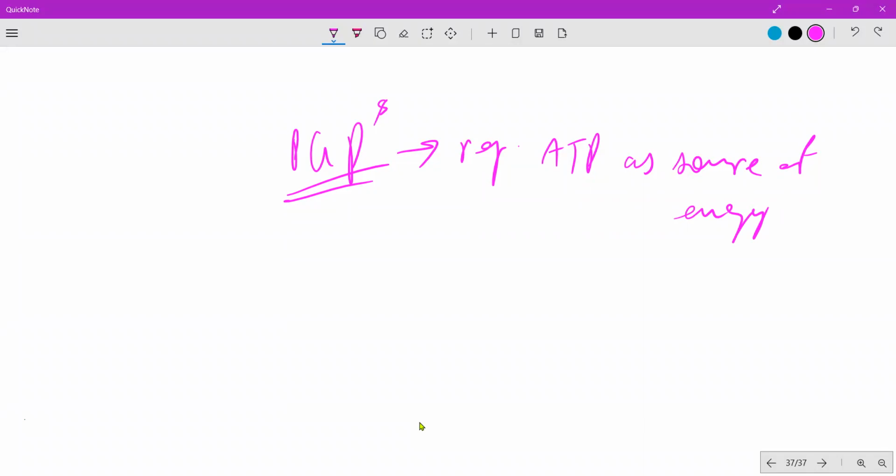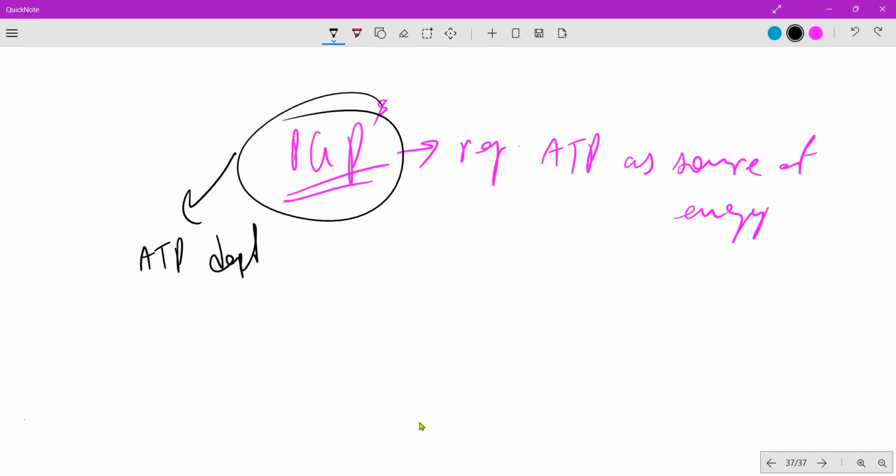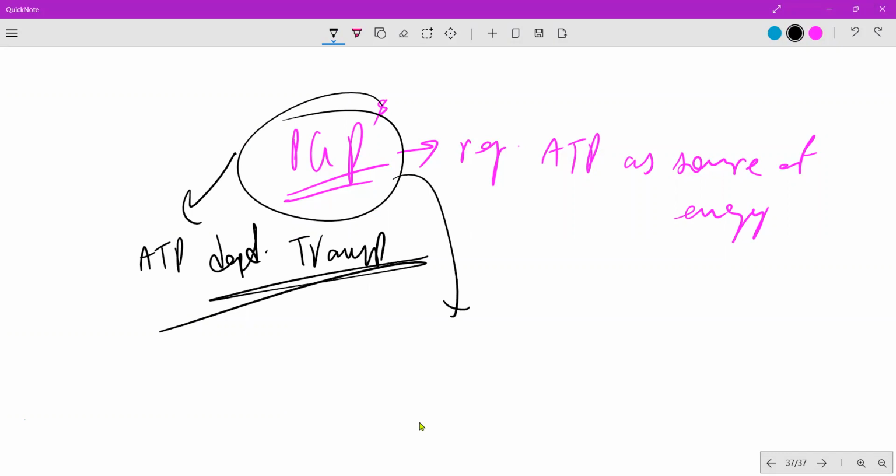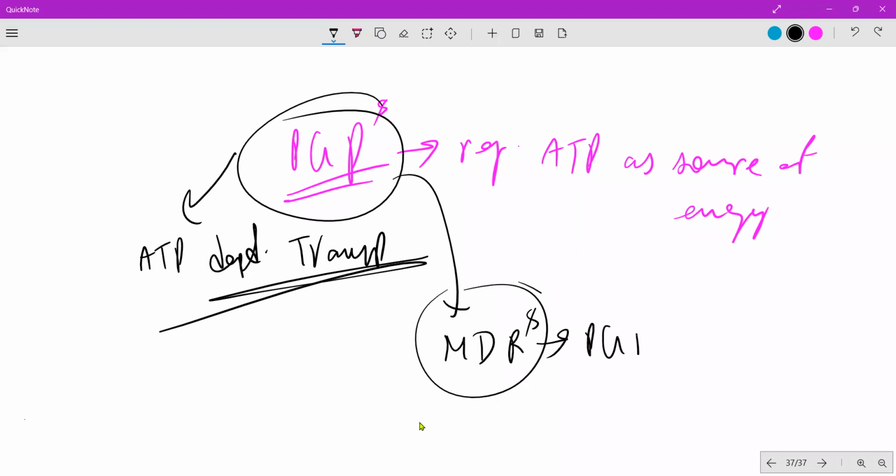They are ATP dependent transporters. I can also say that PGPs are ATP dependent transporters. And these PGPs belong to a family of proteins which are called MDRs, multi-drug resistant. They belong to a family of proteins which we call MDR, multi-drug resistant. Sometimes we use the term MDR PGPs.